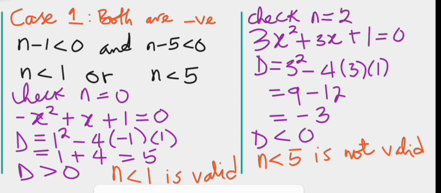However, we need to be very careful here because any value less than 1, as we have seen before, is valid. So we can put it this way, that 1 less than n less than 5 is not valid.